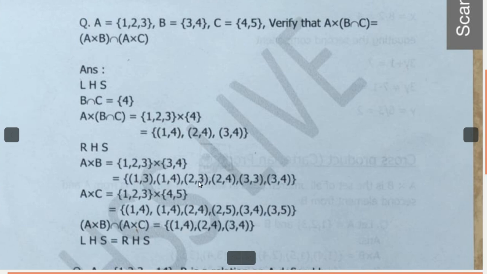Then what? (2, 3), no, (2, 3) is not here. (2, 4), yes, okay, (2, 4) is here. So (2, 4) goes to the intersection. (3, 3), no. (3, 4) is here. So what about (A cross B) intersection (A cross C)? The set {(1, 4), (2, 4), (3, 4)}. What about the left hand side? (1, 4), (2, 4), (3, 4). So both left and right sides are equal, and hence the statement is verified.